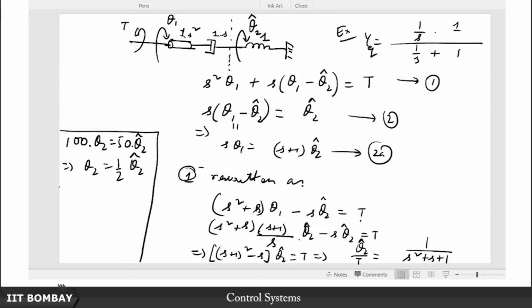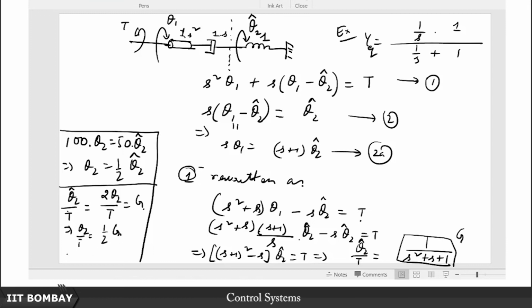So let me then draw a line here. Therefore, theta 2 hat upon T is equal to twice theta 2 upon T, which I know to be equal to this G. Let us call this G. Therefore, theta 2 upon T is nothing but half G, which is going to be half divided by s squared plus s plus 1. So I urge you to check using this series parallel reduction method that you will come up with exactly the same transfer function as we have obtained using these equations here.